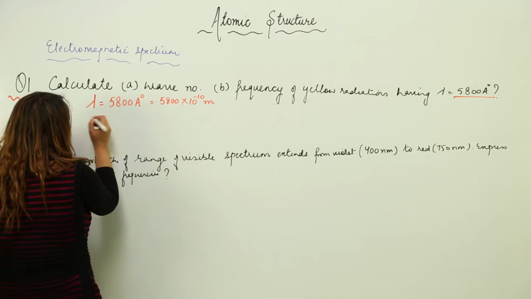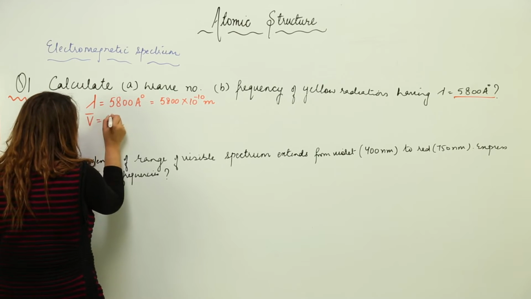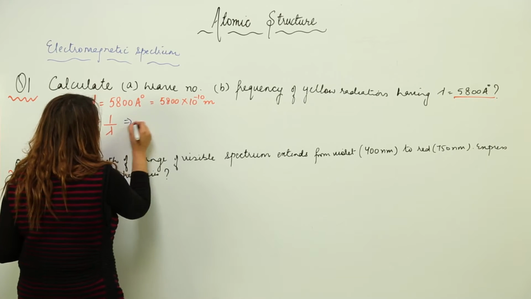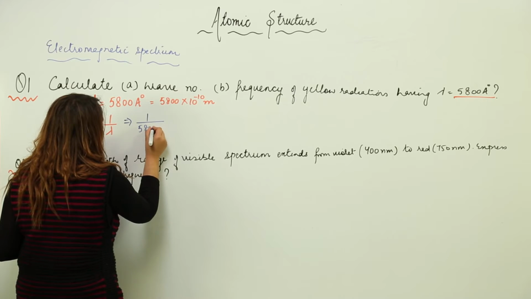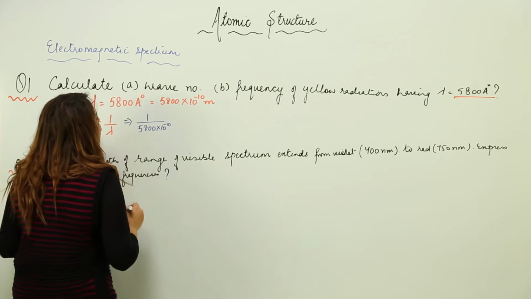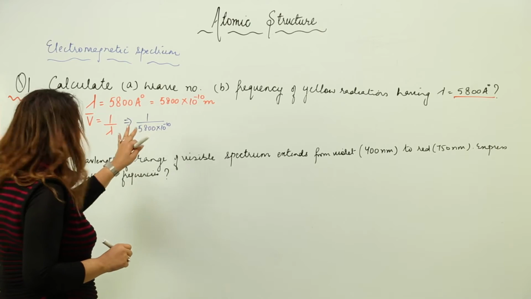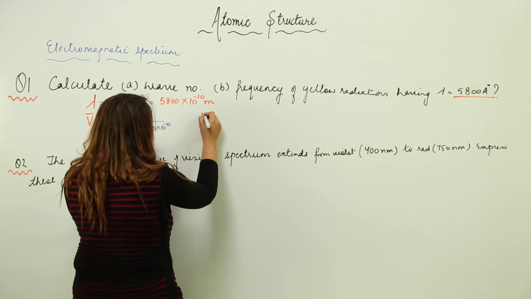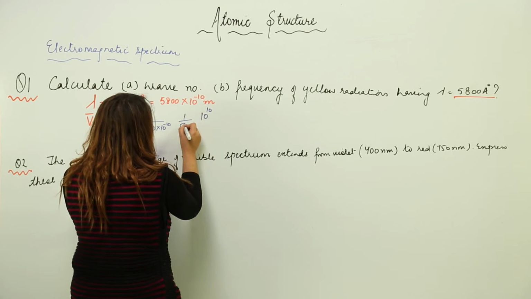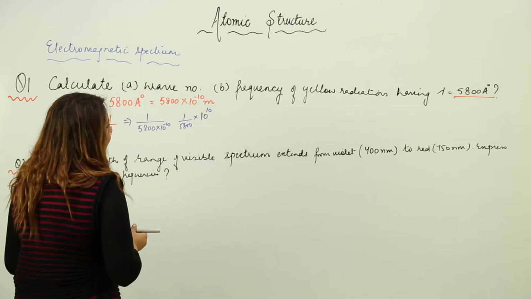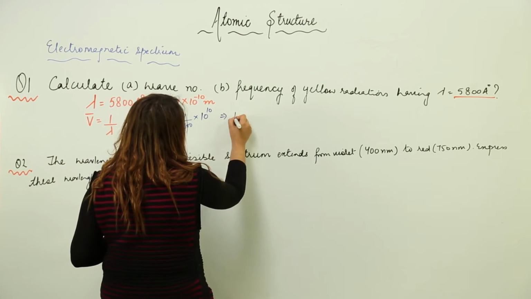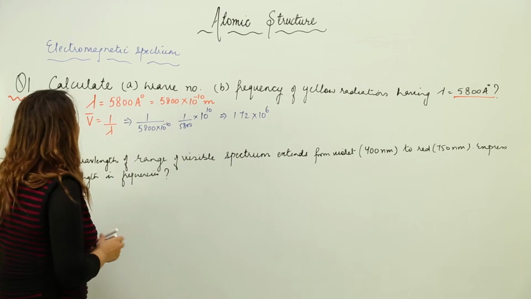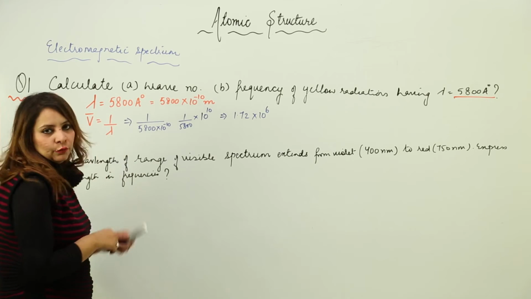We know that there is a relation between wave number and wavelength. Wave number is equal to 1 upon wavelength. Putting the values, that is 1 upon 5800 into 10 raised to power minus 10. So you need to solve this. I think you know how to solve it. Since it is in the denominator with a minus, when it comes to the numerator it will become positive. When you solve it, you will get an answer equal to 1.72 into 10 raised to power 6. So this is the wave number for the given wavelength.